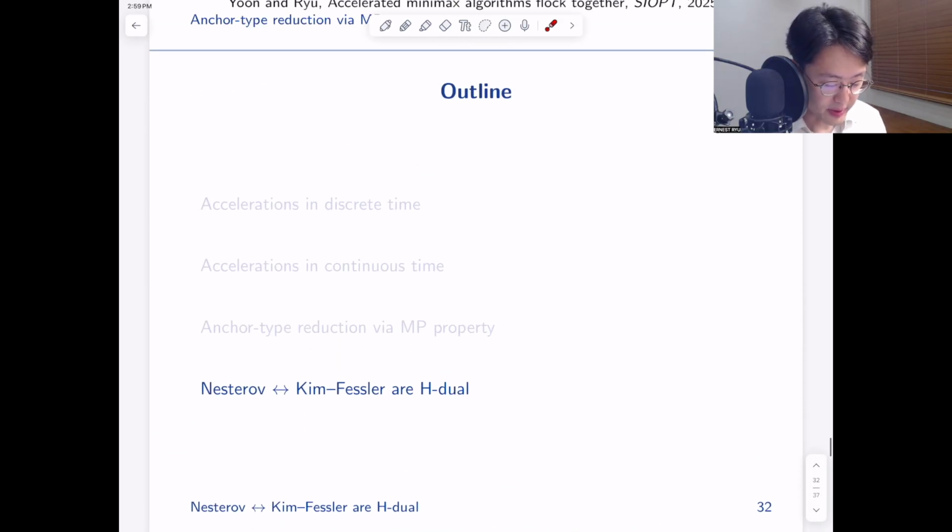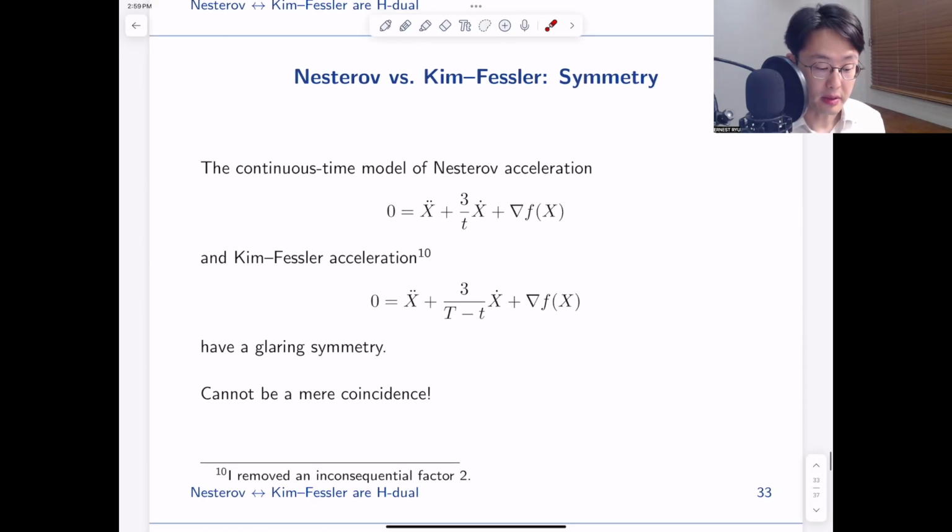Okay, let me tell you about something else. Now, remember when we were talking about the continuous time models, this was Nesterov's continuous time model, and this was Kim-Fessler's continuous time model, where I just dropped the factor of 2 because it's not that important. We have this glaring symmetry. Now, this glaring symmetry cannot possibly be a coincidence, could it? There ought to be some underlying deep reason that explains this kind of symmetry. At least as a mathematician, that's what you hope for.